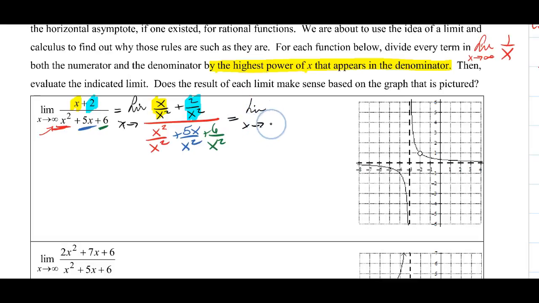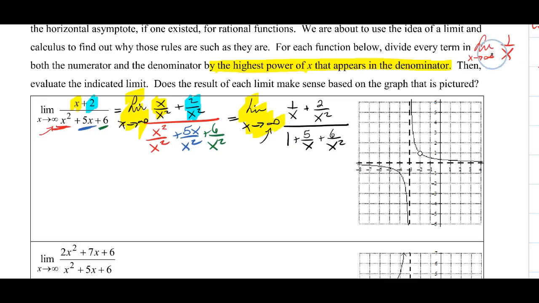The limit as x approaches infinity, x over x squared reduces to 1 over x. 2 over x squared is just 2 over x squared. X squared over x squared is 1. 5x over x squared is 5 over x. And 6 over x squared is 6 over x squared. What I've done is now I'm using limits. I have this limit each step of the way. And I'm showing analytically, justifying with limits, that I'm going to get my asymptote, which we'll see here on the graph on the right. What I can do now is take this limit as x approaches infinity.